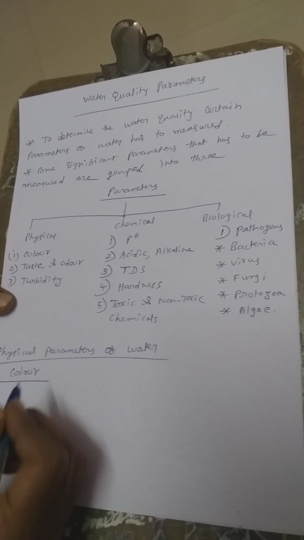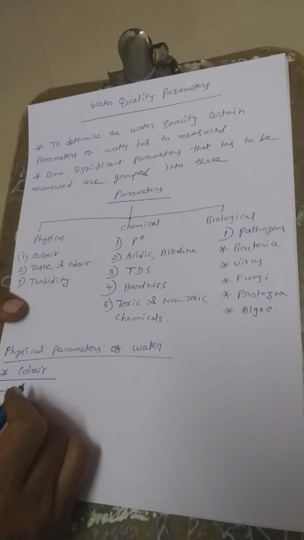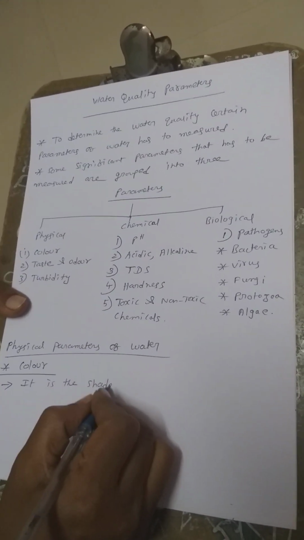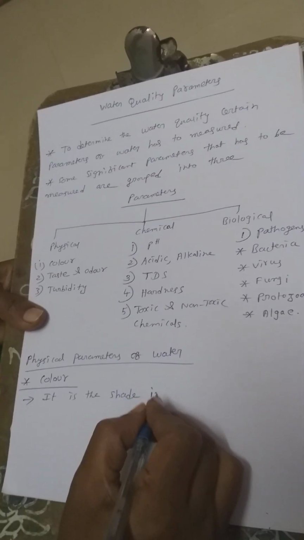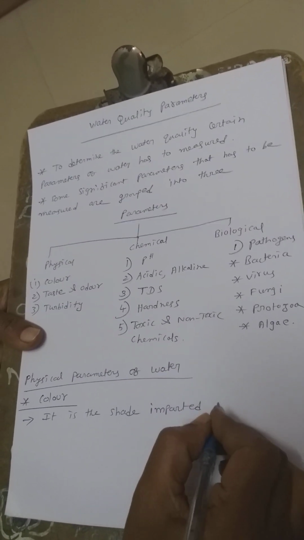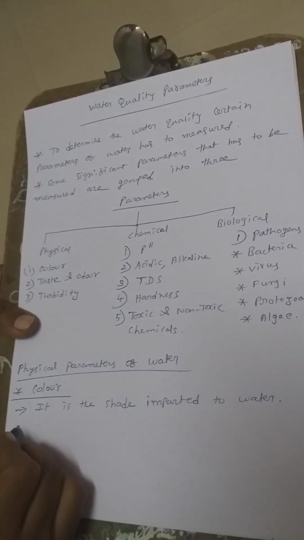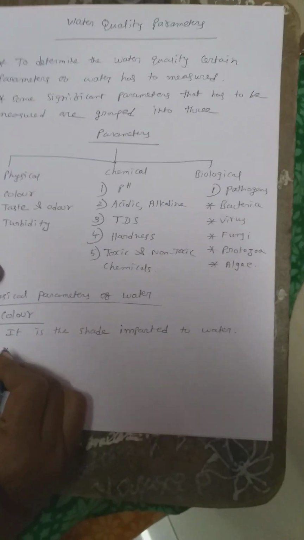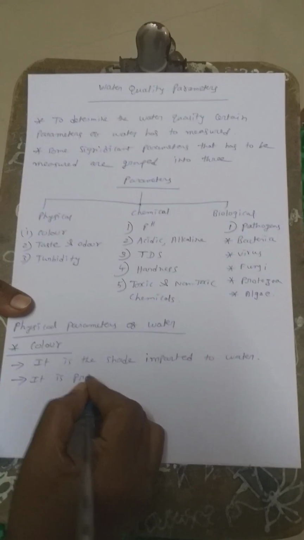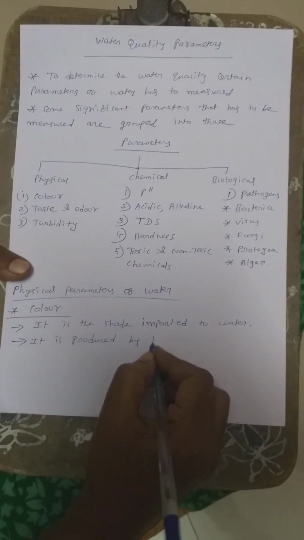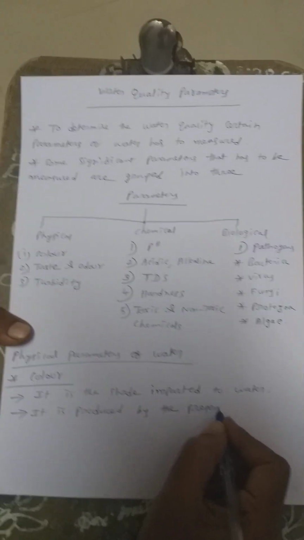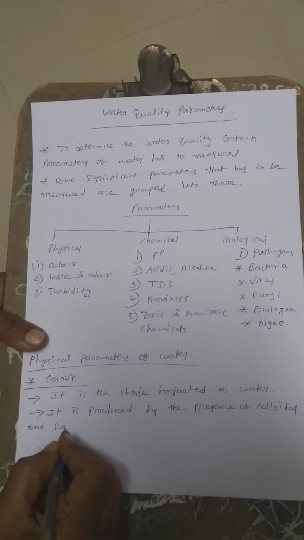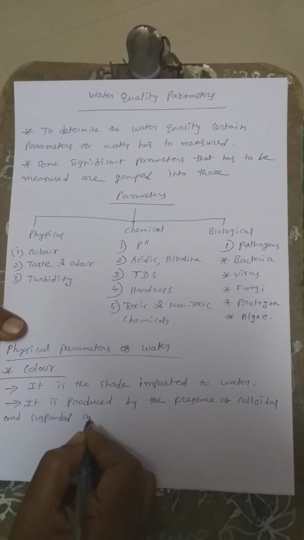Color. Color of water is defined as the shade that is imparted to water. And it is due to the presence of colloidal and suspended impurities. Color is produced by the presence of colloidal and suspended impurities.